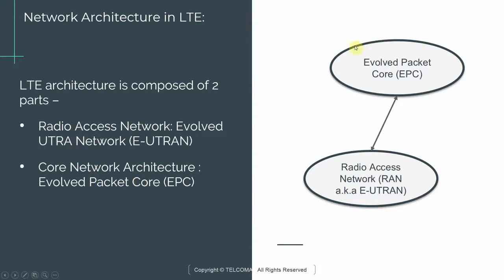So this core part usually is centralized, so this would be located in a central location, whereas a radio access network would be something that is closer to the edge of a network and is not as central as the EPC. It's more distributed. We'll examine these in more detail in the following slides.